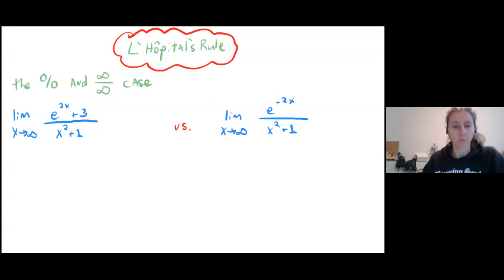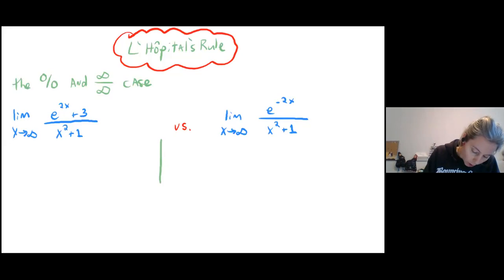The limit as x approaches infinity of e to the 2x plus 3 over x squared plus 1. So remember, the first thing that we always want to do is plug in. In this case, we're plugging in infinity, which doesn't really make sense. So what we're really asking ourselves is, what's happening to this function as x gets really, really big?